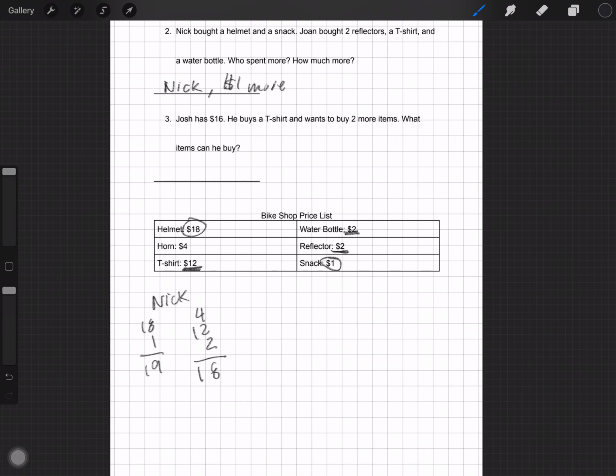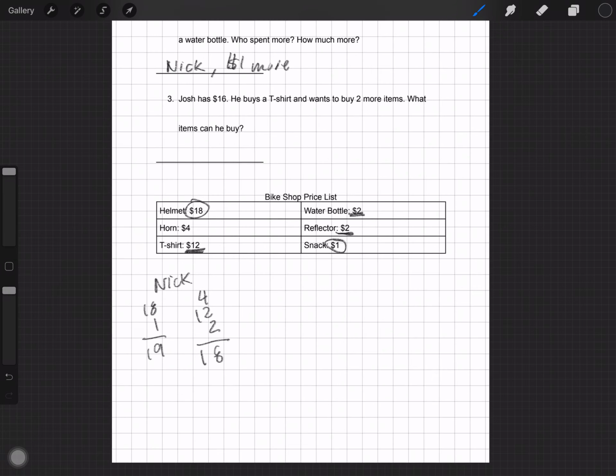So this one's number 3 says Josh has $16. He buys a t-shirt and wants to buy 2 more items. What items can he buy? So $16, and he wants to buy a t-shirt. So 16 minus 12, which means he'd have $4 left to buy 2 things. He can buy 2 water bottles or 2 reflectors, because both of them times 2 are 4.